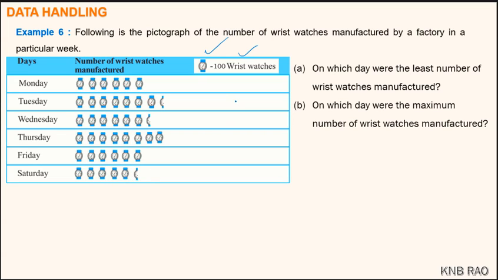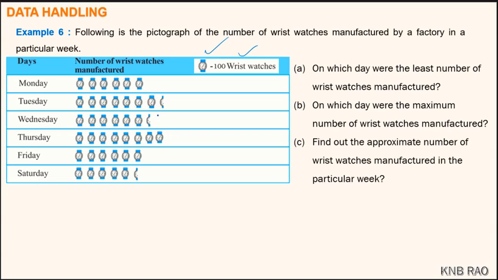So on which day were the maximum number of watches produced? I can say straight away Thursday, because no counting is required. Maximum number of figures I could see on Thursday only. Now find out the approximate number of wristwatches manufactured by that factory in that particular week. You need to find an approximation.